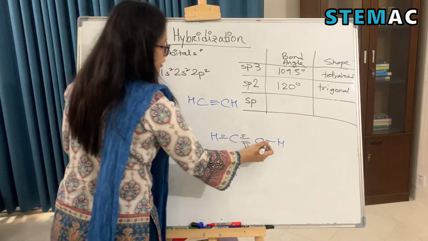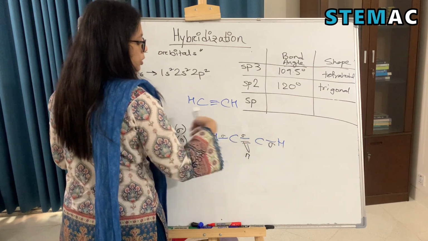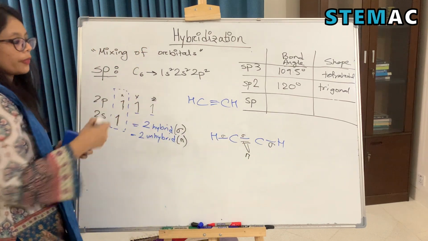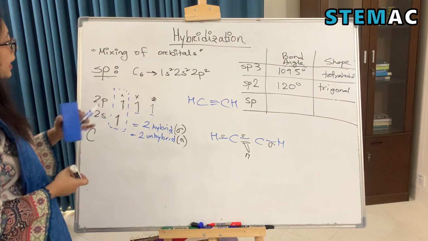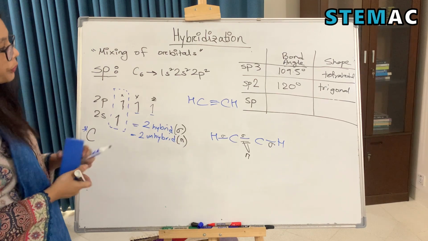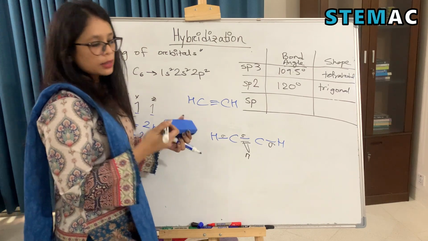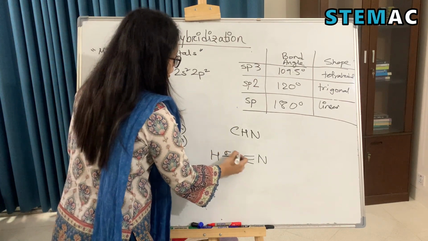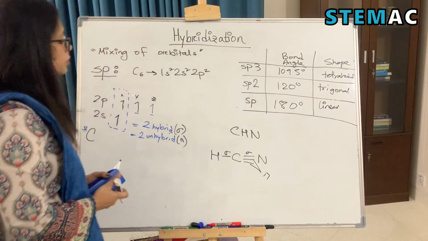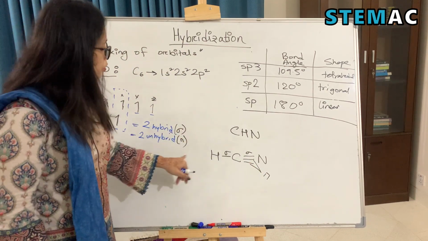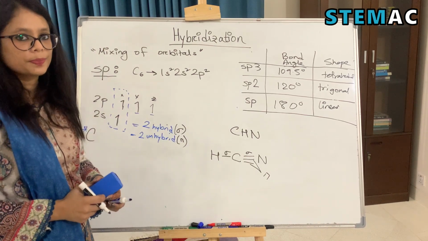The same goes for this carbon. This carbon has 1 sigma bond on either side, and 2 pi bonds with the other carbon. So this is how we get 2 hybrid and 2 unhybrid orbitals in sp hybridization. And from its structure, we can see that the shape of this molecule is linear, that this carbon has a sigma bond on either side and 2 pi bonds. Thus the 2 hybrid and 2 unhybrid orbitals can be seen. So this is sp hybridization.